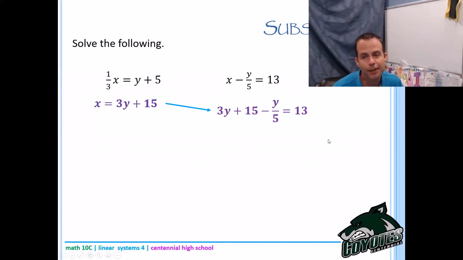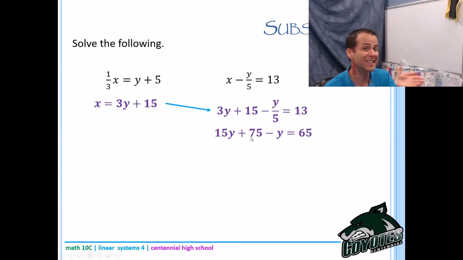Now again, we have fractions, so again, maybe you don't want to deal with the fractions. If I don't want to deal with the fractions, I have to get rid of a division of 5, so I'll multiply everything by 5. Okay, when I do that, I end up with 15y. That's 3y times 5. 15 times 5 is 75. Remember, I'm doing it to every term I see. Negative y over 5 times 5 just gave me the negative y. And the 13 times 5 gives me the 65. So now I don't have to deal with fractions for another little bit. I can play that denial game for a bit.